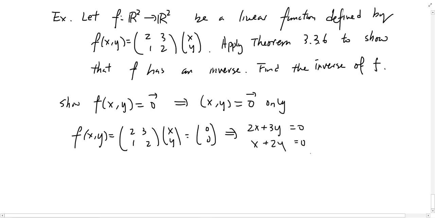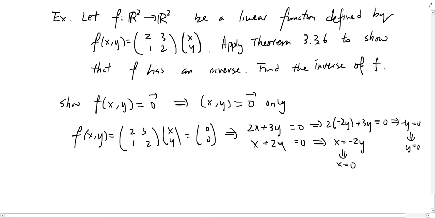Now, it should be pretty clear what happens here. We'll take the second equation and say x equals negative 2y. I'm going to plug it into the top equation. That means 2 times negative 2y plus 3y equal to 0. And that would just mean negative y equal to 0. That implies y equals 0. And if y equals 0, that means x equals 0 also.